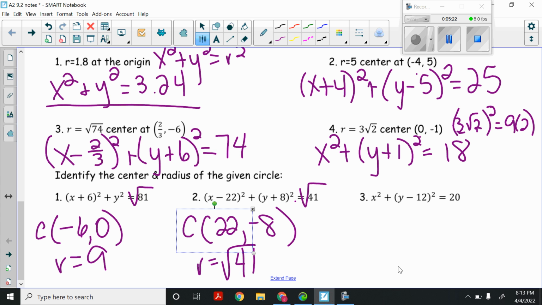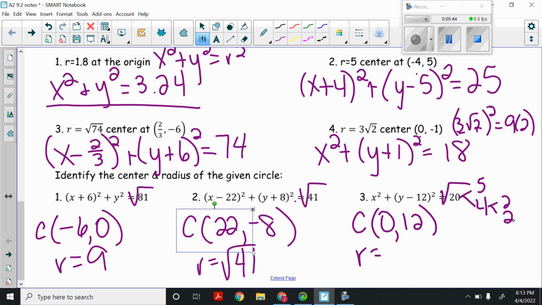Number 3, x squared plus (y minus 12) squared equals 20. My center, x squared, I don't have parentheses, so that's 0. Negative 12 comes out as positive 12, so my center is (0, 12). Take the square root of this. That is not a perfect square, but I can do a factor tree. So 20 breaks down to 5 and 4. 4 breaks down to 2 and 2. I have a pair of 2's and a 5 left behind, so I say my radius is 2 square roots of 5.